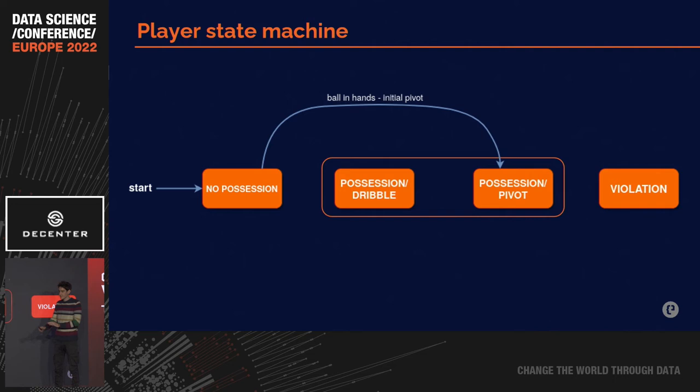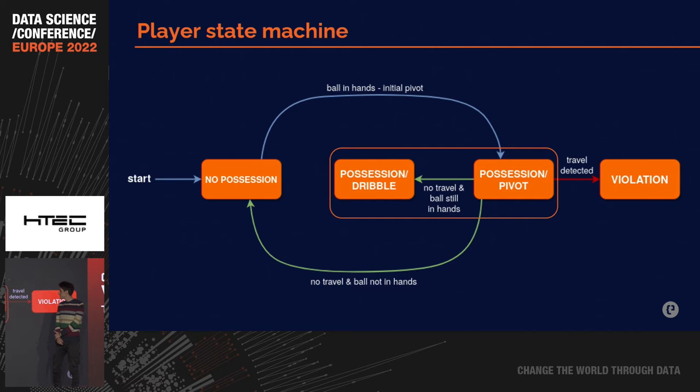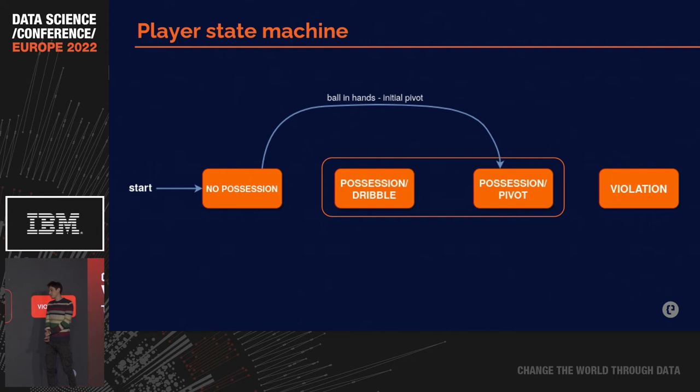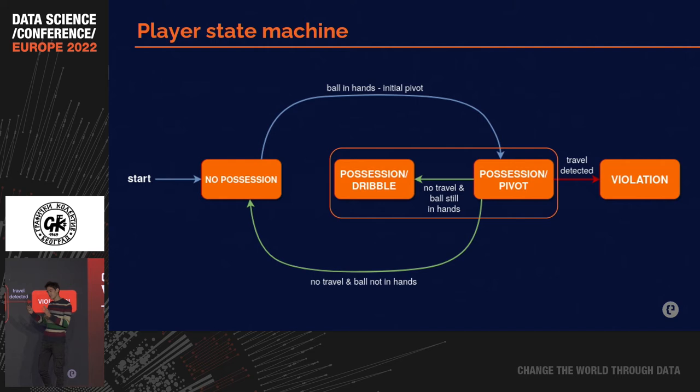Yeah, so after the pivot state, we follow the player's footsteps, and we use definitions from FIBA's website to detect whether there was a violation or not. I talked about those rules, so I don't want to mention them again. If the pivot foot is lifted and placed back on the floor before the ball is released, you have violated the rule, and then you go to the violation state.